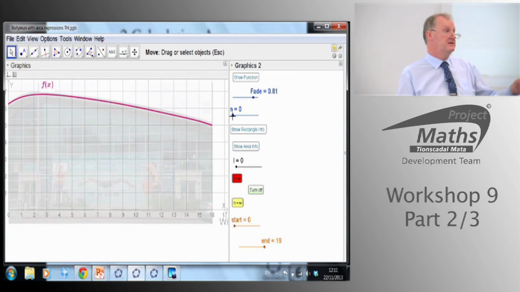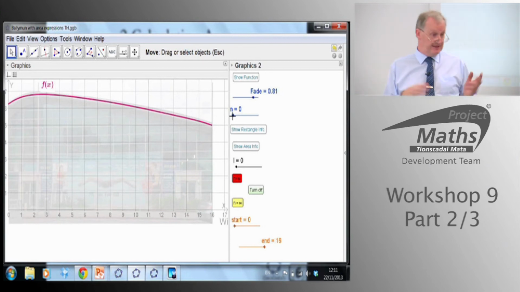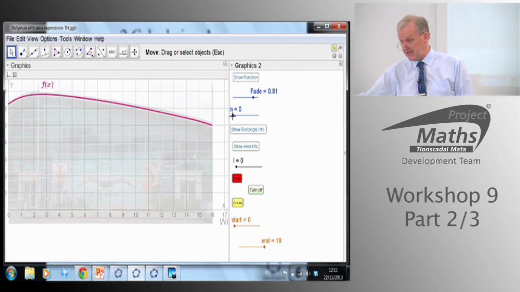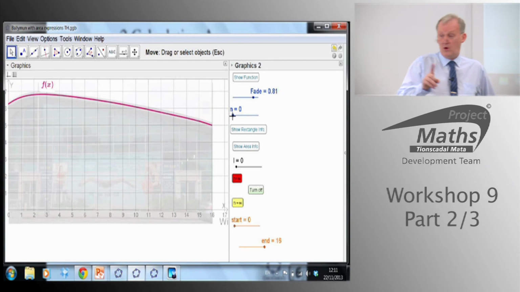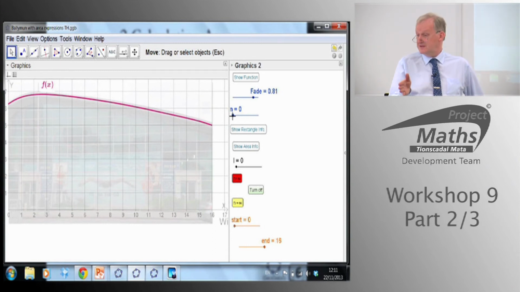So I'm going to go back to using rectangles. Now, you could have a rebellion on your hands in class with that, because you're saying, God, we spent ages saying trapeziums were the best. But we also spoke about efficiency and effectiveness and simplicity.